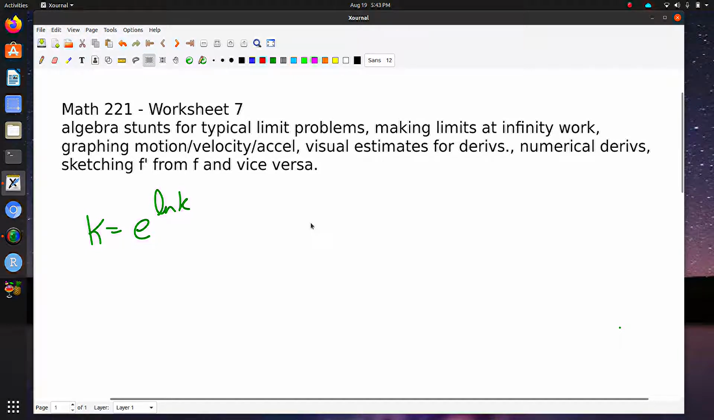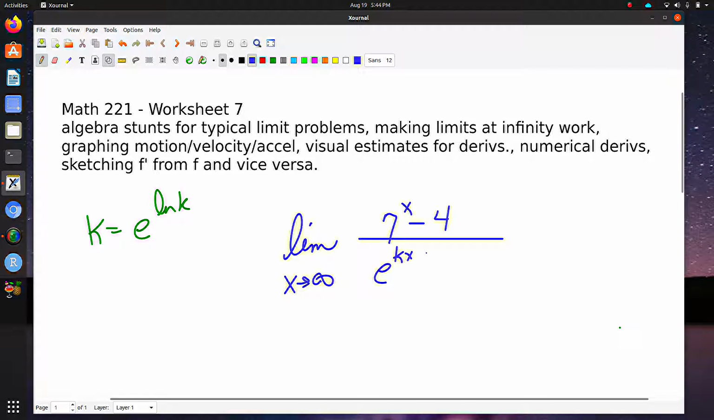And so then you're going to get some crazy limit like this on your homework that says the limit as x goes to infinity of something like, I don't know, 7 to the x minus 4 over e to the kx plus 18. And the thing you're supposed to realize is that this 4 and this 18 actually don't mean anything when you're going to infinity. It's just there to confuse you. So you can just ignore those right off.